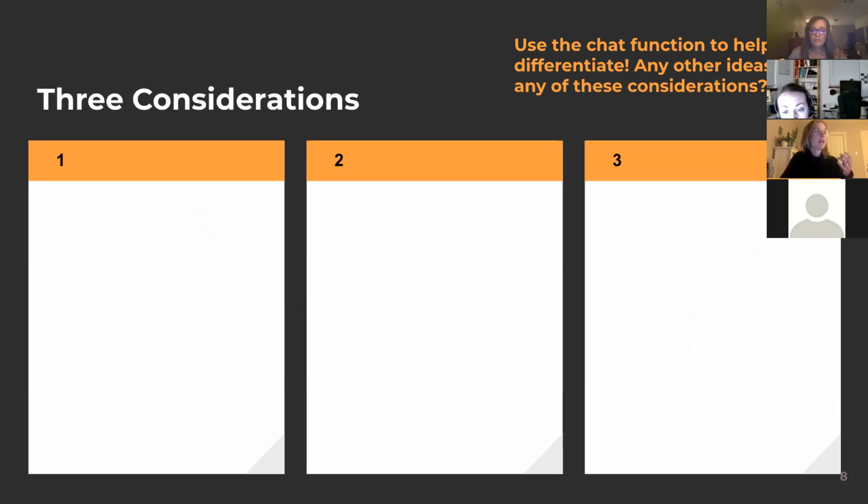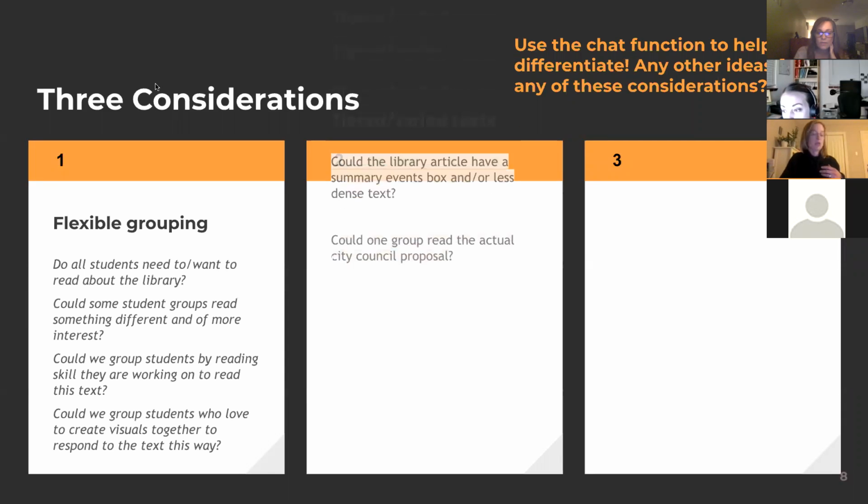And actually, Erin, if you could monitor the chat as I'm going through this. If you all have any other ways, according to these 3 considerations, that you might differentiate that experience, please chat that out. Erin can monitor, and we can generate more than just what Erin and I have thought about here.